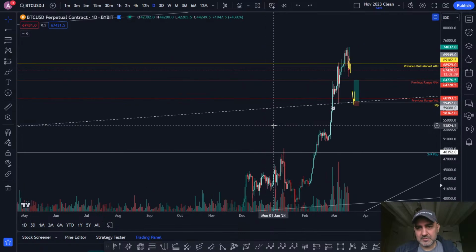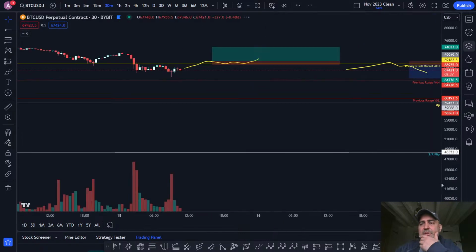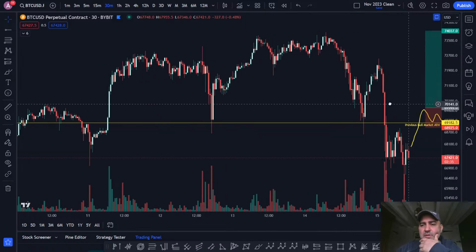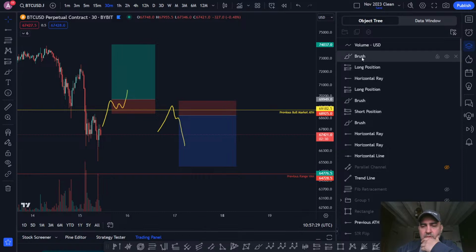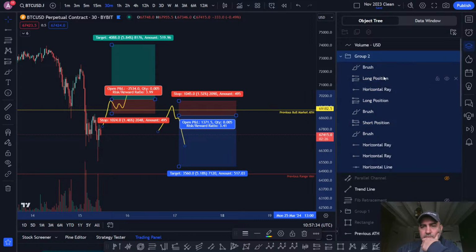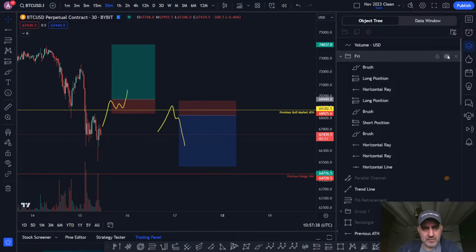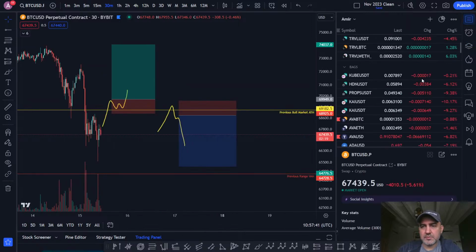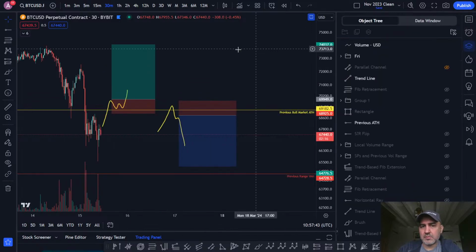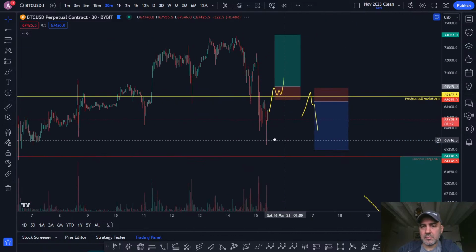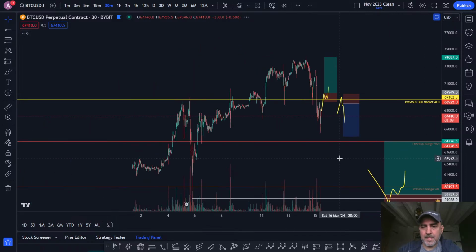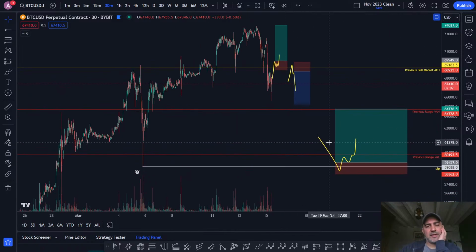Just put those back in. What did I do? All right, I'm going to put these in my short trades. Right, good. Got those. Yeah, this is what I'm thinking of.